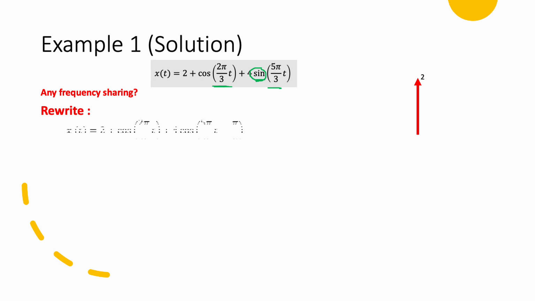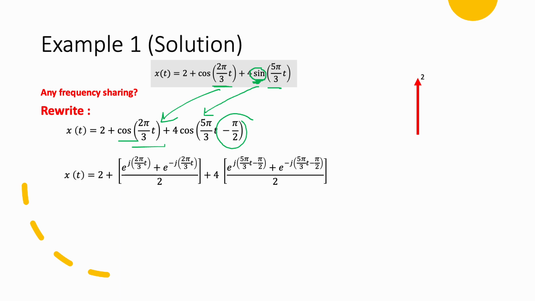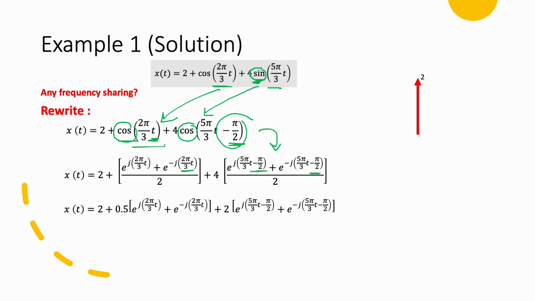When we rewrite the equation, it will become cos of 2 pi over 3 t, remaining the same. However, for this sine to convert into cosine, we need to add negative pi over 2. From here, we need to change into the exponential form. Since it is a cosine, we use the cosine form. Since there is no phase, it will only have the frequency here, and here, since there is a phase difference, it is included. From here we can draw the graph.